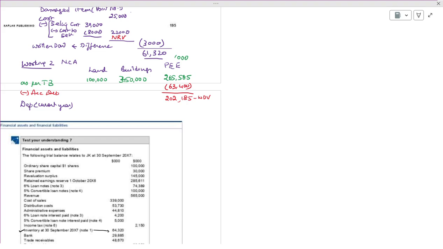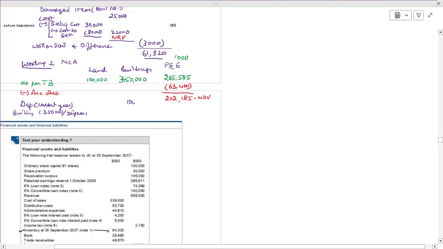Now, it is the straight line method. How much is there? This is buildings, 350,000. How many years are there? 35 years. 350,000 divided by 35, how much will you get? Check. Remove the thousands and divide 350 by 35: 10,000.